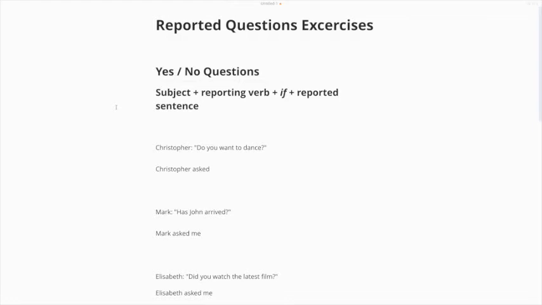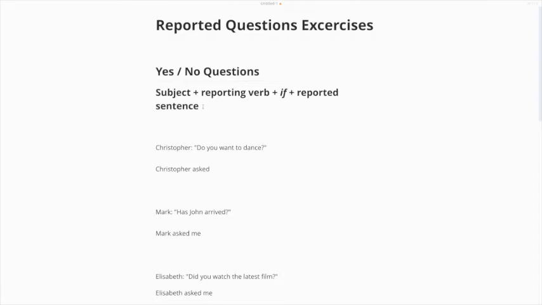Okay, now let's do some exercises together so that you're sure you understand this. First, let's start with yes or no questions. Here we have a little formula, so you can check it out.